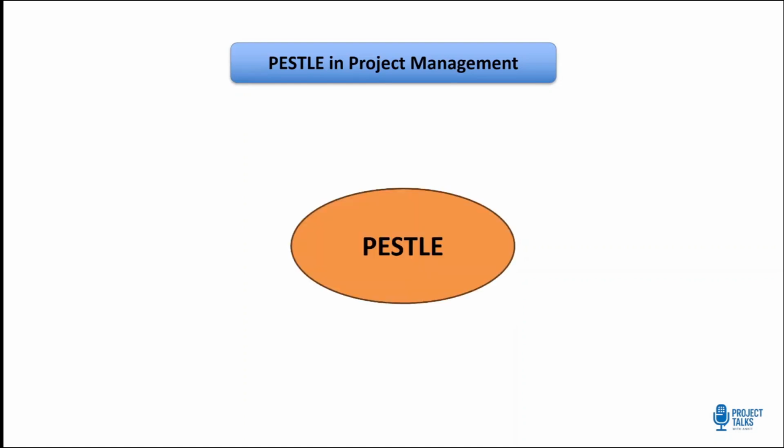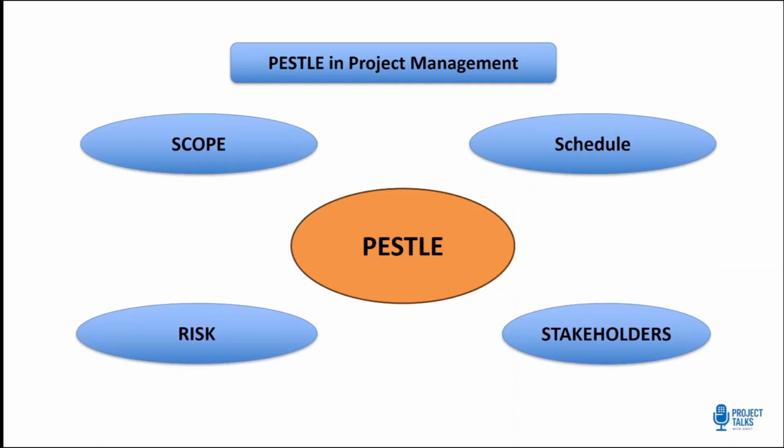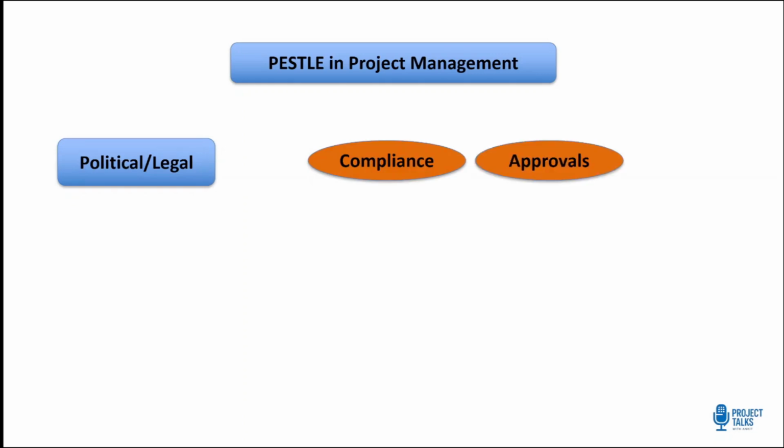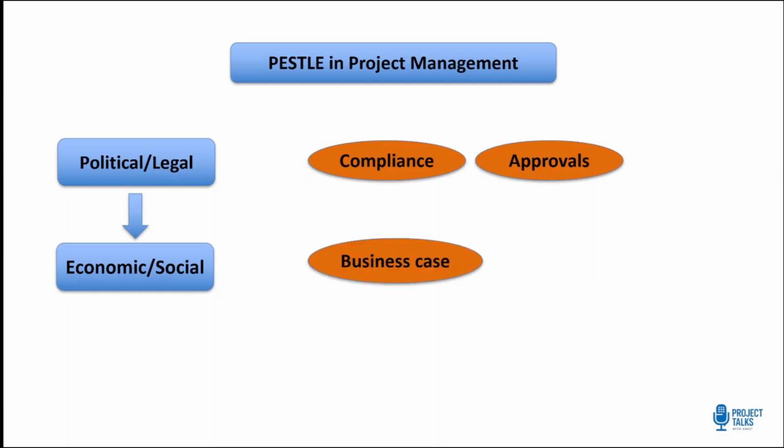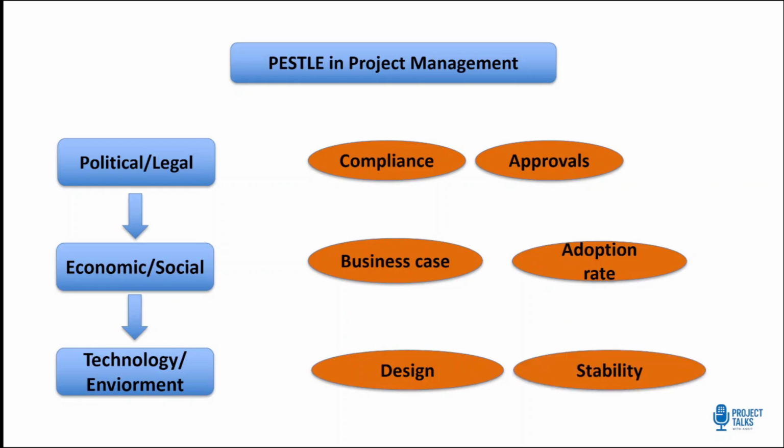So, how does this tie back to project management? It can impact our scope, schedule, risk, and stakeholders. Let me explain. Now, political and legal affect compliance and approvals. Economic and social impact our business case and adoption rate. And technology and environment shape our design and long term sustainability.